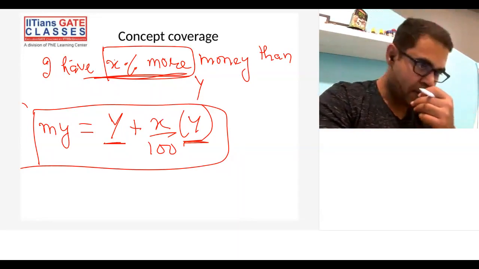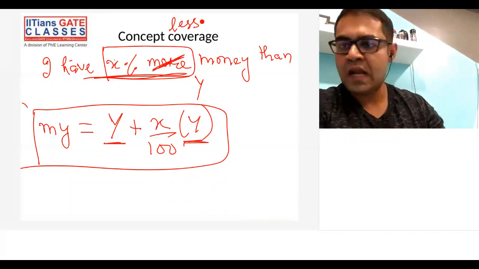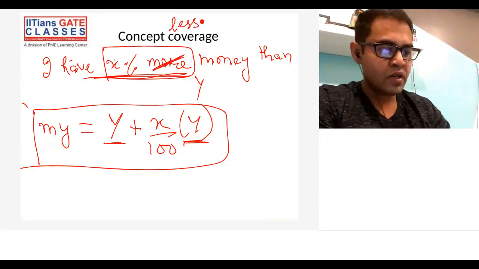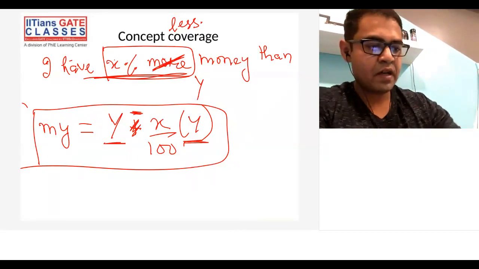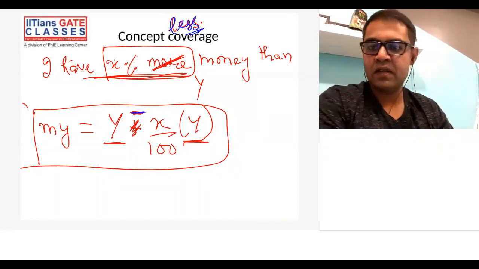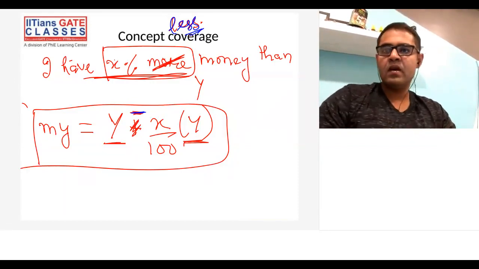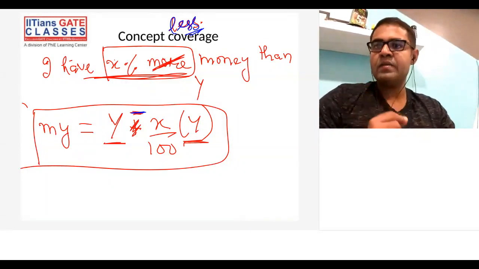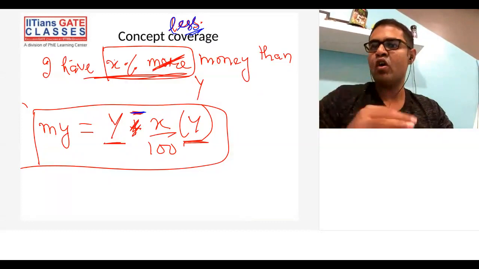Similarly, if I modify this question to X% less than Y, what you do is this plus sign will be converted to a negative sign. So if I have less than, then this minus sign you will have: Y minus X% of Y. More on this we'll see when we solve some problems also, but this is the basic idea when I say X% more or X% less.